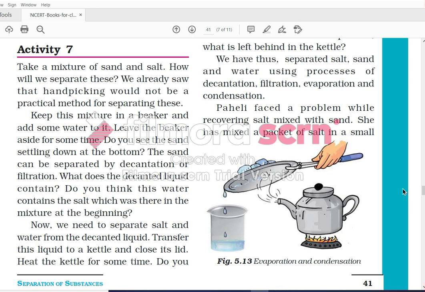How will we separate these? We already saw that hand picking would not be a practical method to separate these. Keep this mixture in a beaker and add some water to it. Leave the beaker aside for some time. Do you see the sand settle down at the bottom? The sand can be separated by decantation or filtration. What does the decanted liquid contain? Do you think this water contains the salt which was there in the mixture at the beginning? Yes, it does. Now we need to separate salt and water from the decanted liquid.